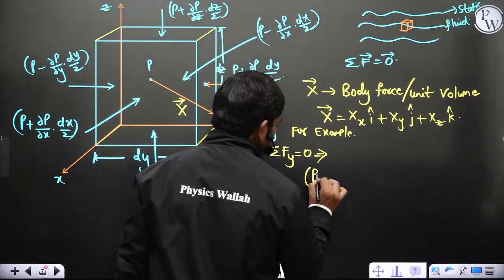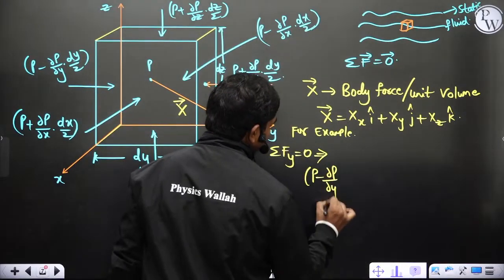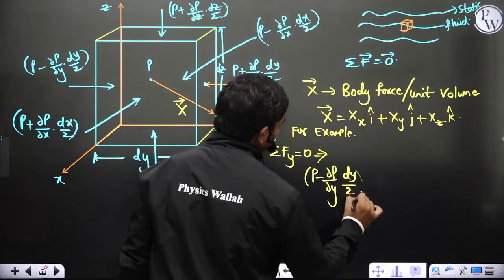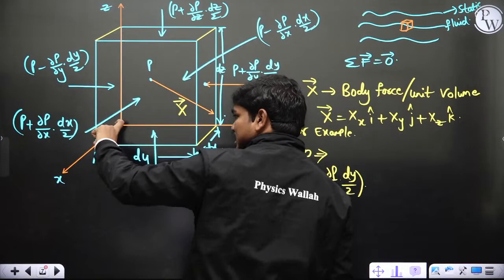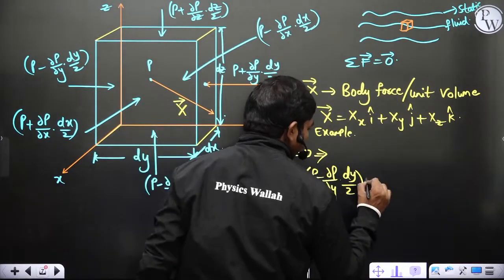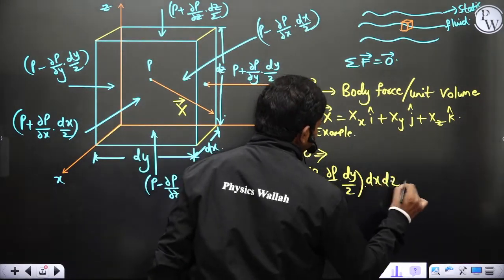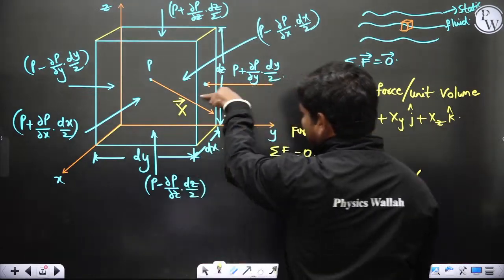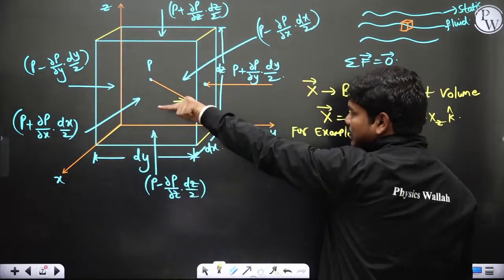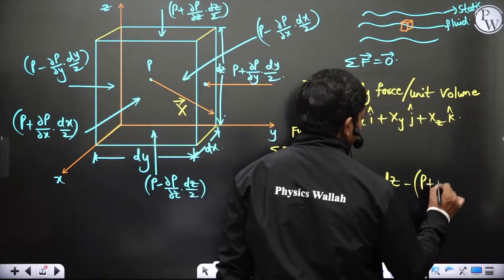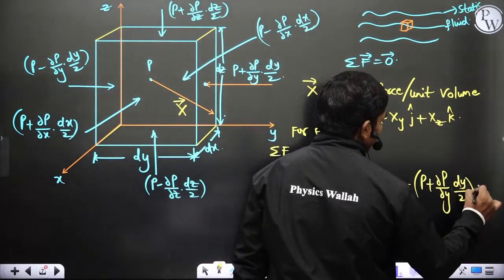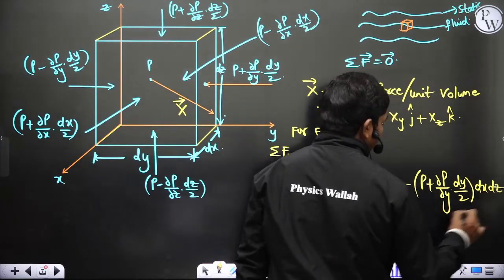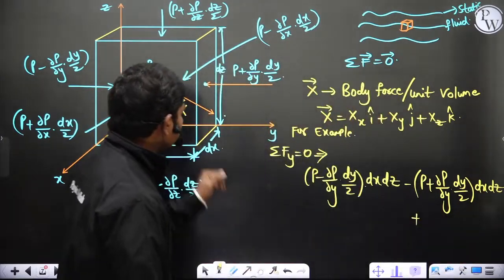So p minus dou p by dou y into dy by 2, multiplied with the area of the face on which this pressure is acting, which is nothing but dx multiplied with dz. Minus, because the pressure acting in this direction will exert a force in the negative direction. So p plus dou p by dou y into dy by 2 dx dz.